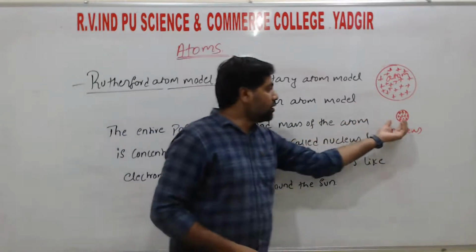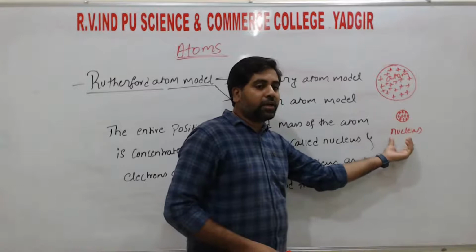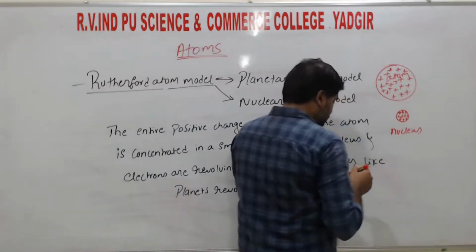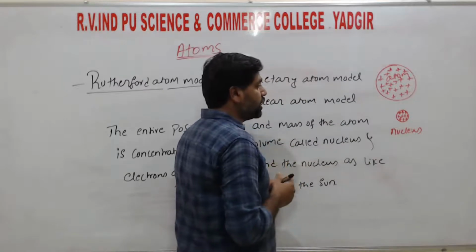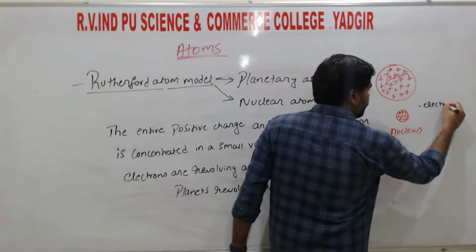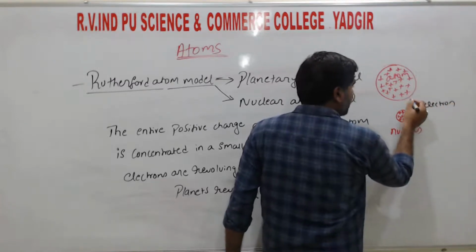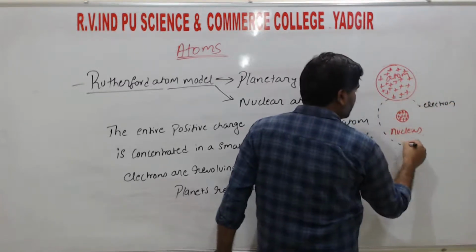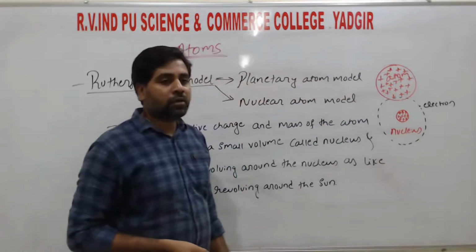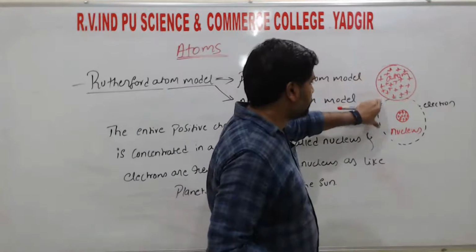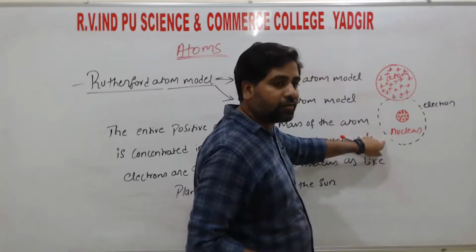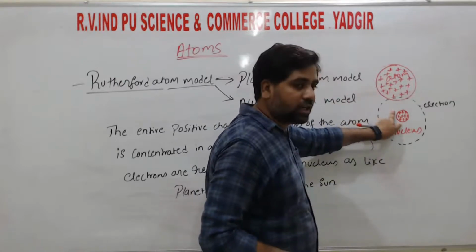Hence that part he called the nucleus, and the electron revolving around this nucleus is the negative charge. So this one is the electron. This electron is revolving around this nucleus, right? So now this atom, if we compare, is the same size, but here the mass is concentrated.